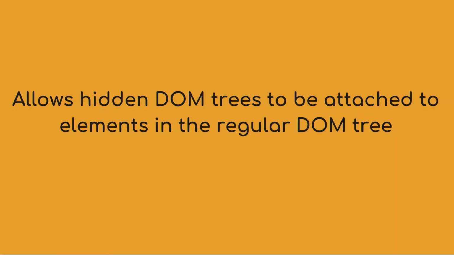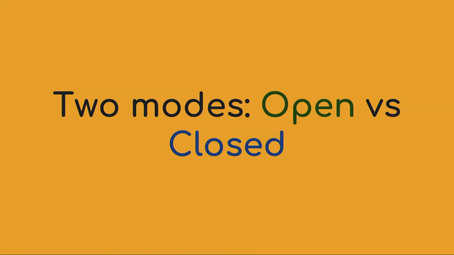So what does Shadow DOM allow exactly? It allows a hidden tree to be attached to a regular DOM. We're going to understand this by an example. As I say, it's a new API. You can attach shadow to your element just by calling this function. And this function takes one options object as a parameter, which takes an attribute of mode, either open or closed.